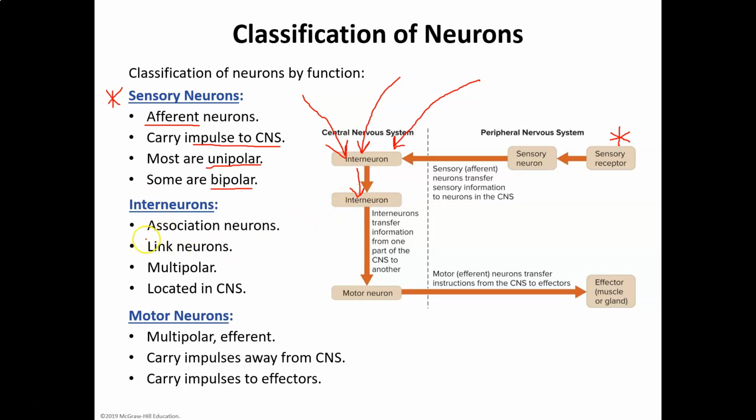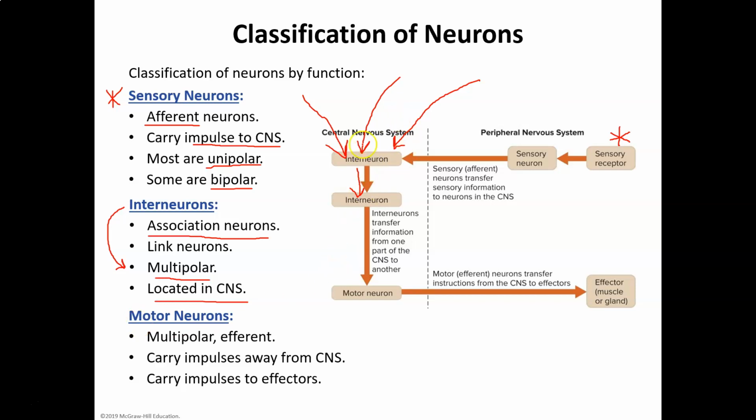All right, so inner neurons are also called association neurons. They link one neuron to another neuron. They're always multipolar. Remember, sensory neurons are usually unipolar, sometimes bipolar. Inner neurons are always located in the central nervous system. Sensory neurons are in the peripheral nervous system.